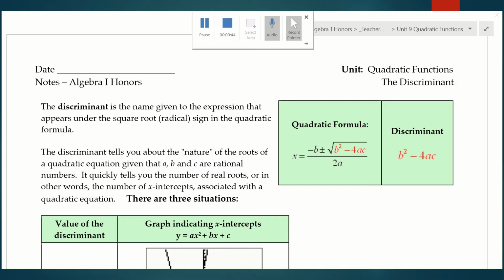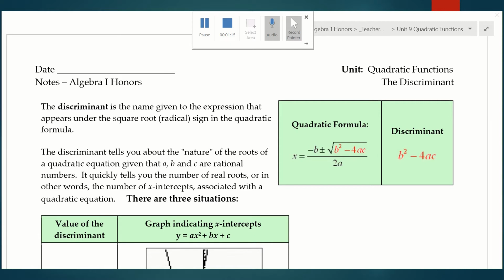Okay, so the purpose of finding the discriminant is to tell us a couple of things. It tells us how many roots or solutions or x-intercepts a quadratic function or a quadratic equation has. But in addition to how many, it also tells us the nature of them, meaning are they rational, are they irrational, or are they imaginary? So there's kind of three different things that could happen, and we'll talk about that in a second.